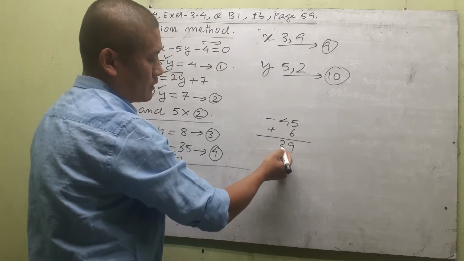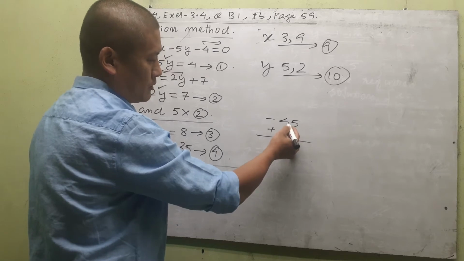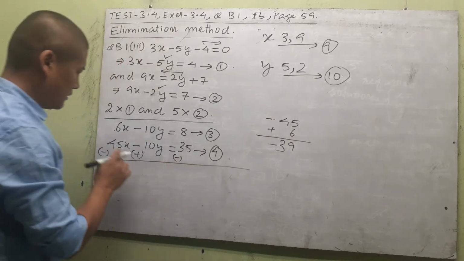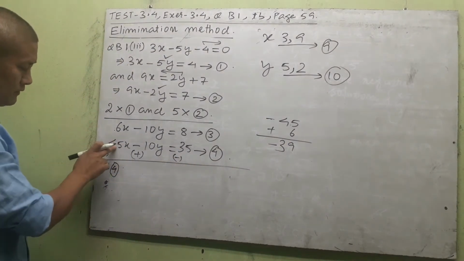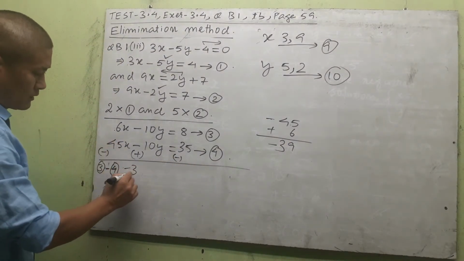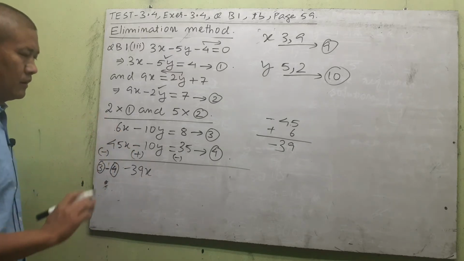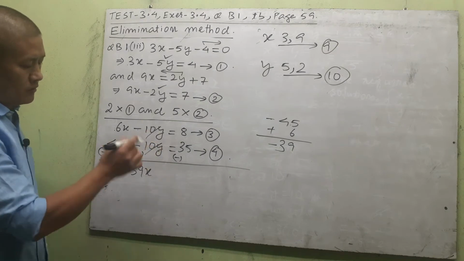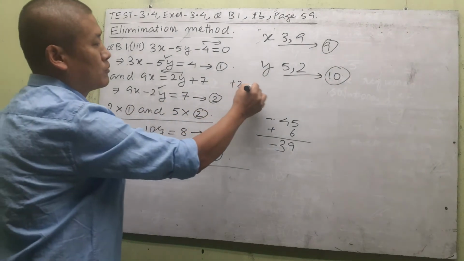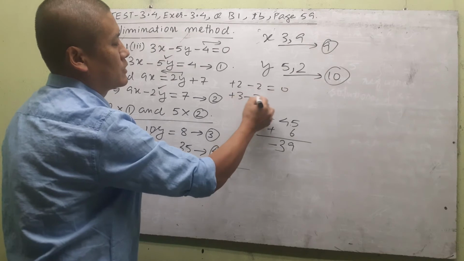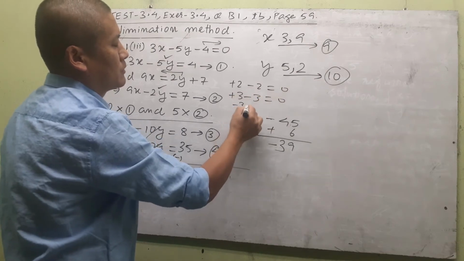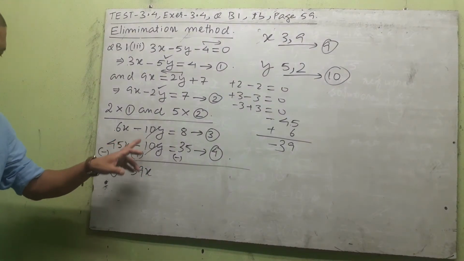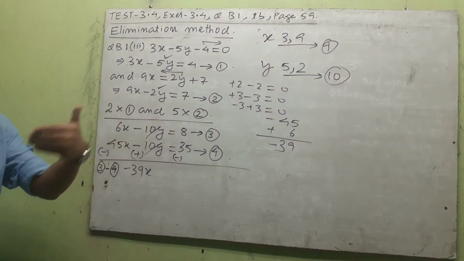So the sign should be the bigger absolute value's sign. Bigger absolute value is 45, bigger than 6. So the sign is minus, so here also minus. So 6 minus 45x is minus 39x, not plus. And here plus 10y and minus 10y is now 0. Plus and minus is 0. Plus 2 minus 2 is 0. Plus 3 minus 3 is 0. Minus 3 plus 3 is 0. Same thing, right? The number equal means eliminated.